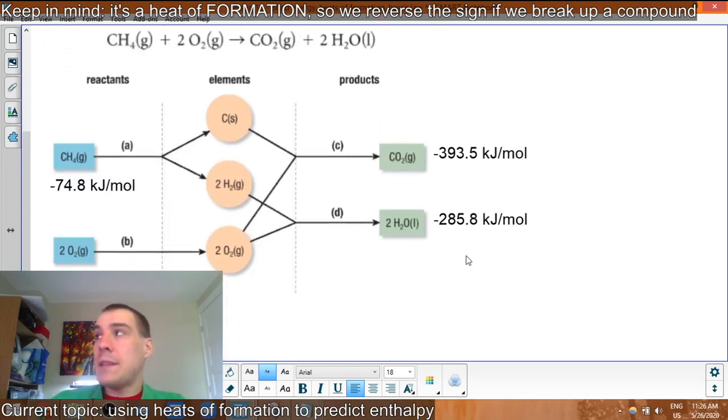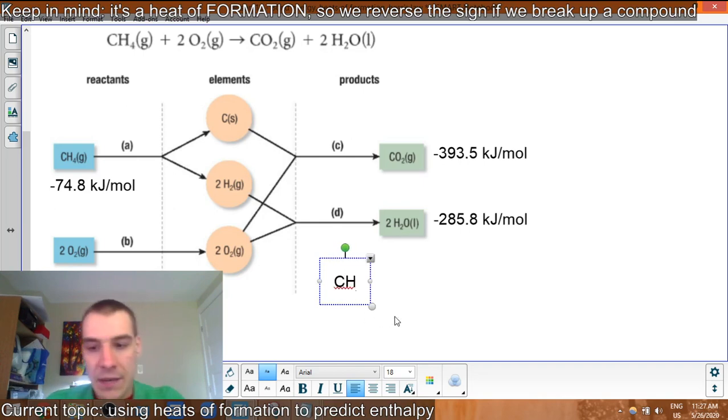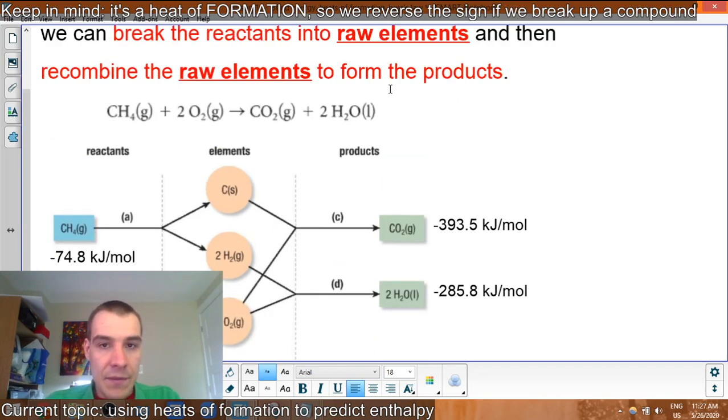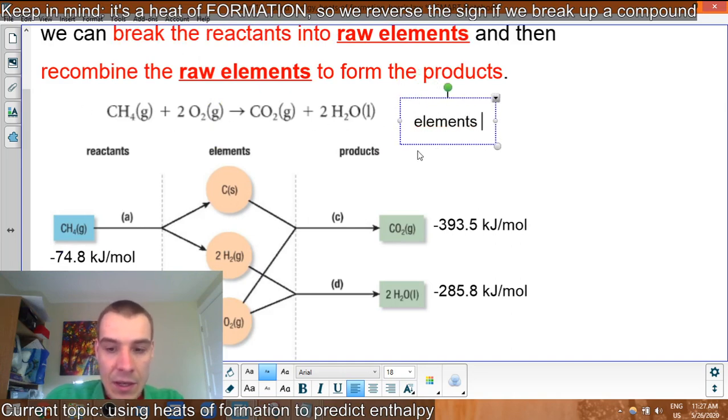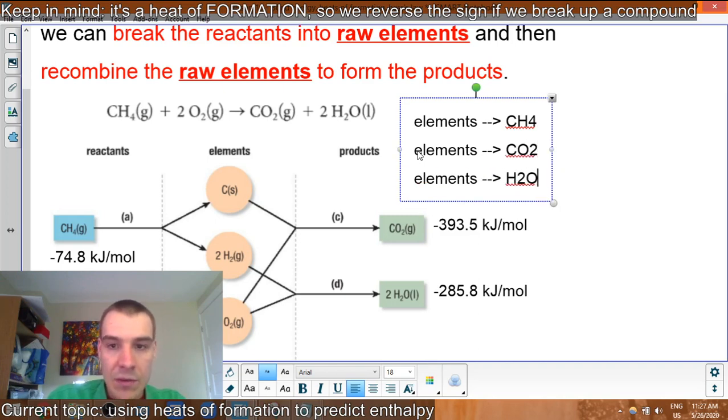And so what we've got is basically a very simple Hess's law problem. And the Hess's law problem goes like this. Here's our target, CH4, we actually have it up there. So that's our target right here. And we have these three reactions: elements to form CH4, elements to form CO2, and elements to form H2O, because that's what the heats of formation are. It's the raw element thing.